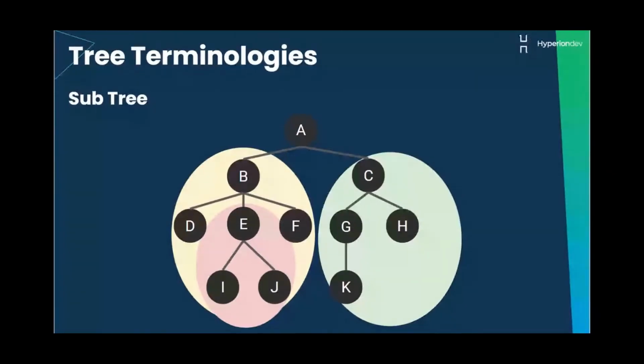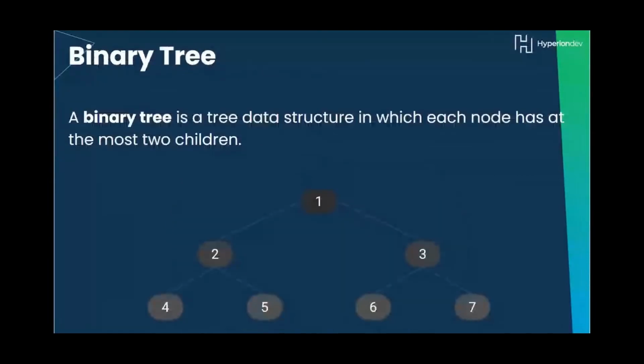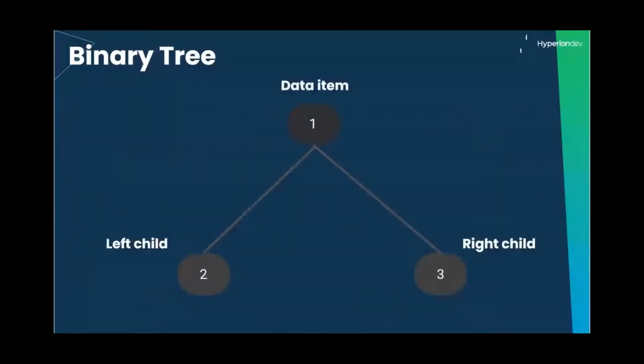Okay, so let's get started with binary trees. A binary tree is a tree data structure in which each node has at most 2 children, which can be referred to as the left child and the right child. So here in this example, you can see what a binary tree would consist of. We would have the data item, and then we would have the address of the left child and the address of the right child.